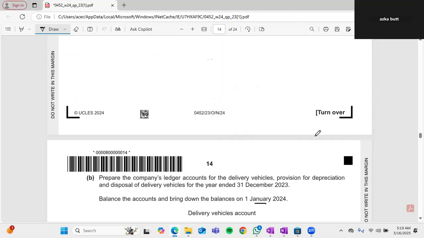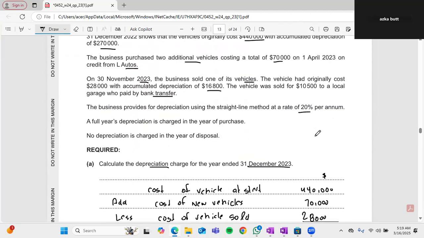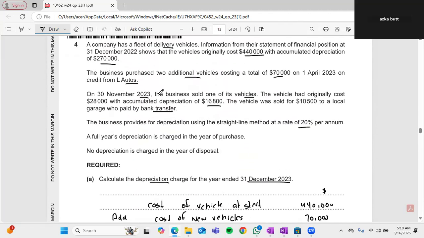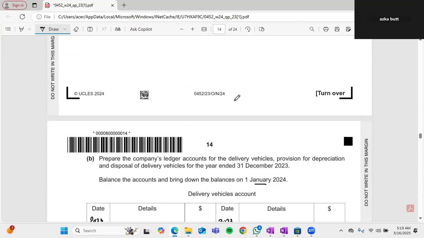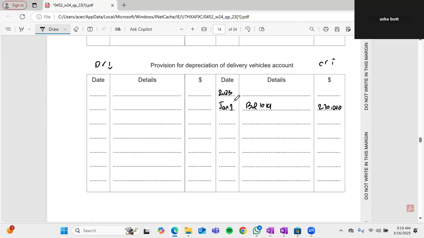And the asset which we sold out, what was its depreciation? Its depreciation was 16,800. So it means that we have to decrease the provision for depreciation account by this value. This is disposal. This is equal to 16,800.